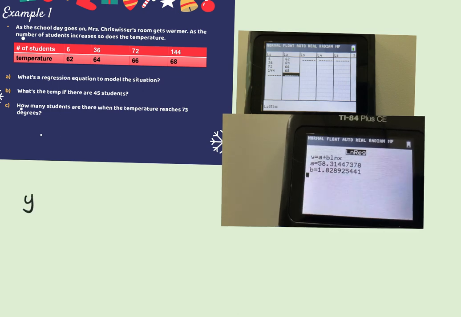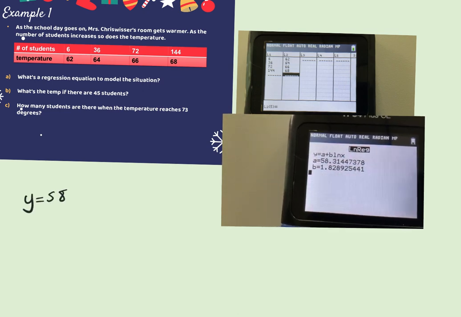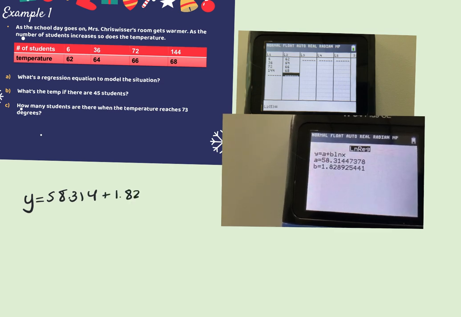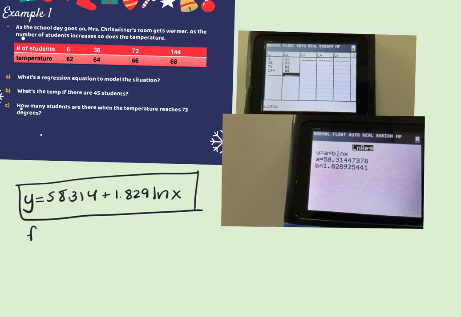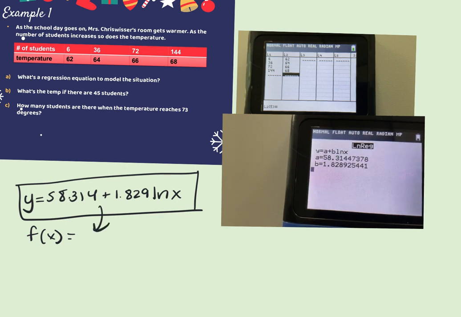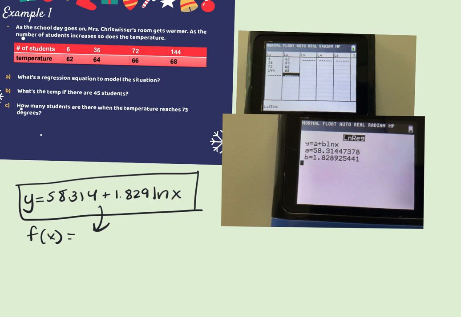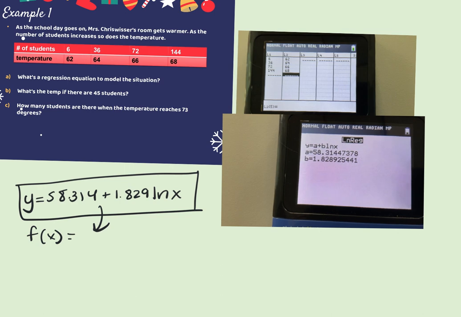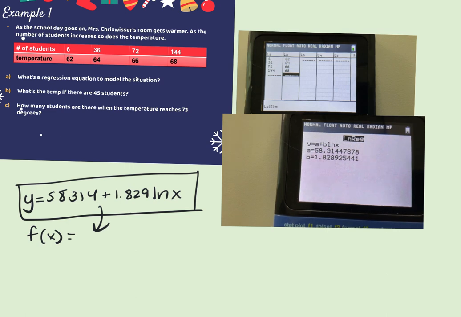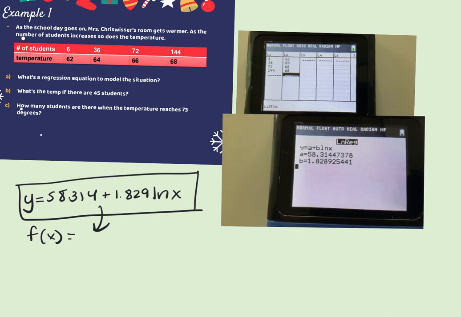And there's my regression model. Y equals A, which is 58.314, plus B, which is 1.829 ln of x. And that's how I'll write my log function, or f of x equals the same thing. If it gave me something like the students were S and the temperature was T, this would be rewritten as F of S, or T of S if it told you that the model was T. You got to just make sure you're paying attention to specifics like that. Questions so far?